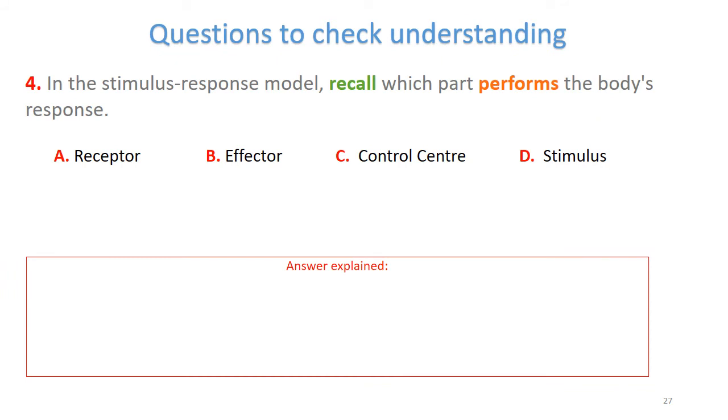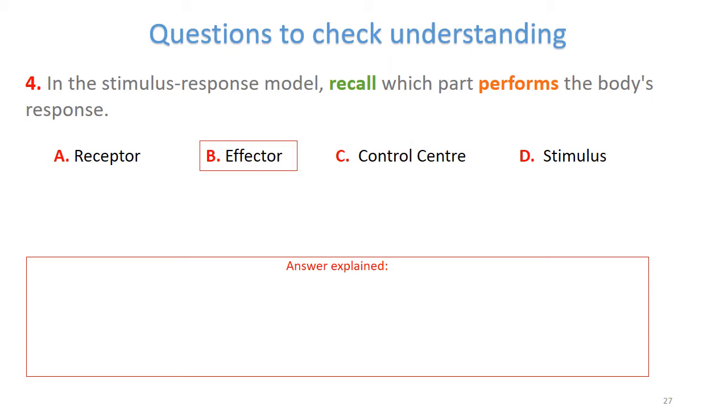Some more questions to check your understanding. In the stimulus response model, recall which part performs the body's response. It's either the receptor, effector, control centre, or stimulus. The answer is the effector.